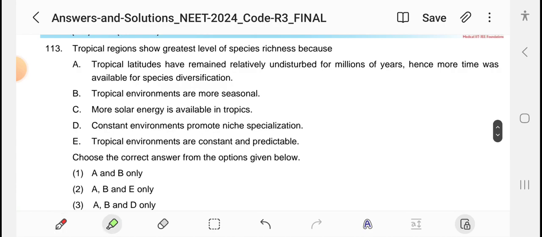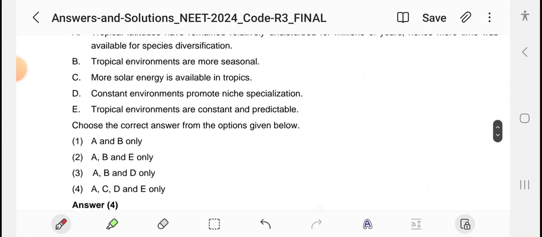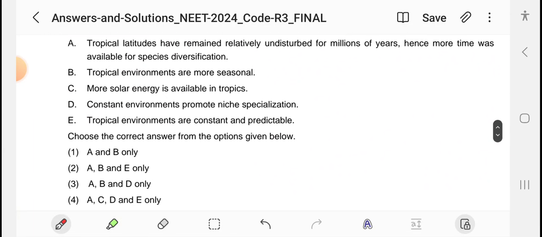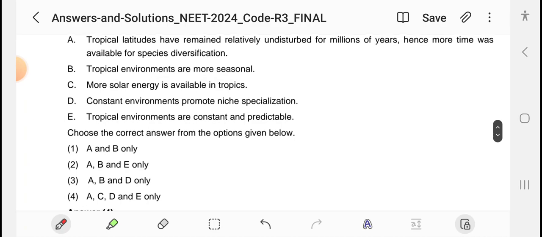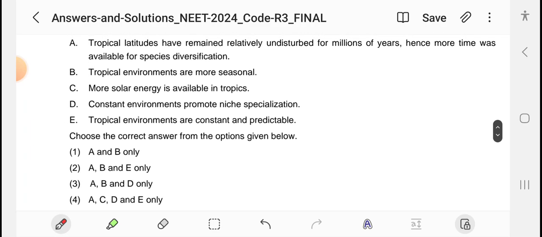So your next question, tropical regions show greatest level of species richness because tropical latitudes have remained relatively undisturbed for millions of years. So this is a correct statement. Tropical environments are more seasonal. This is a wrong statement. More solar energy is available in tropics. Correct statement.